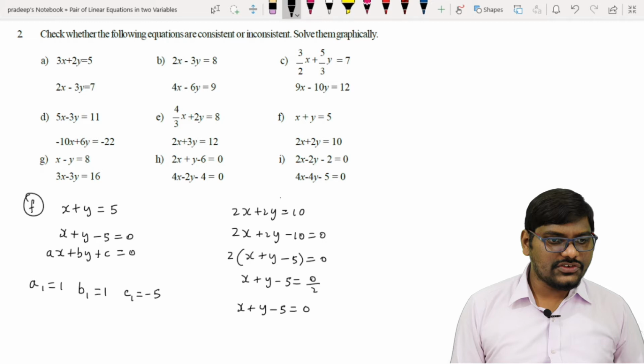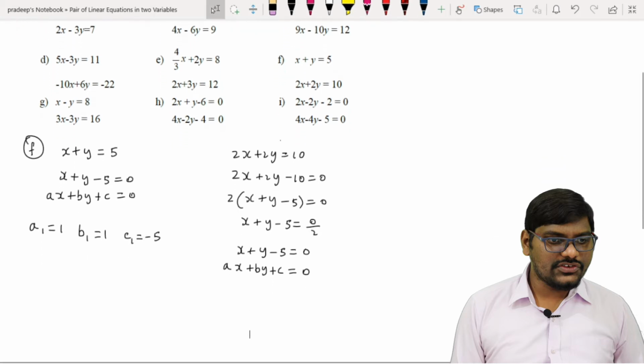Now this equation I'll equate with the general equation ax plus by plus c equal to 0. The coefficient of x here is 1, and the coefficient of y is also 1. After comparing with the general equation, a value is 1 and b value is also 1, but c value again is minus 5. Got it? So a equal to 1, b equal to 1, and c equal to minus 5. But this is a2, b2 and c2.